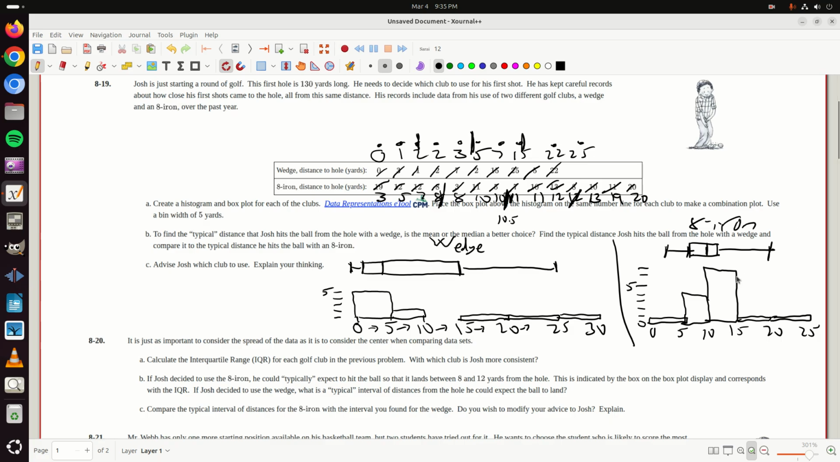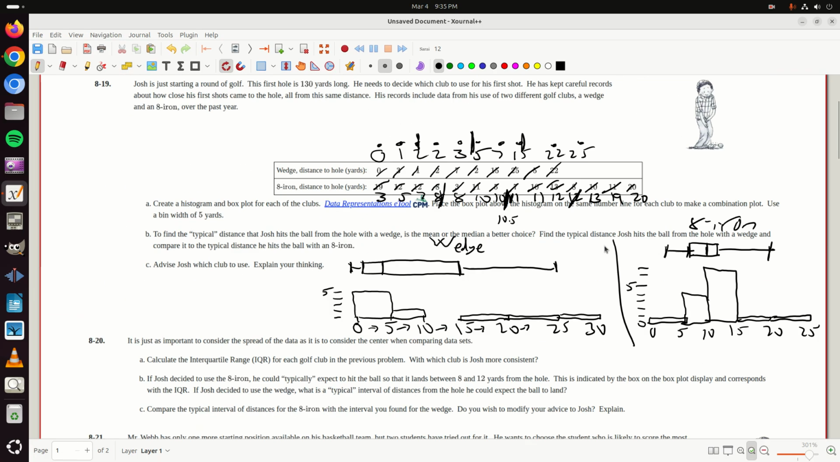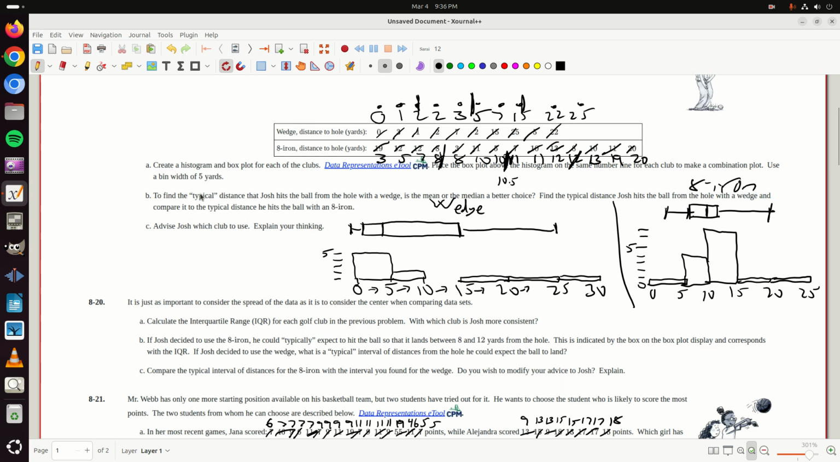And now, in theory, what I could do is I could go down here, just like they have here, and I can make a comparison. Although I didn't draw mine parallel, they didn't ask me to. Mine's more like this, where I'm kind of comparing across from each other. So it says to find the typical distance that Josh hits the ball from the hole with the wedge. Is the mean or the median a better choice?